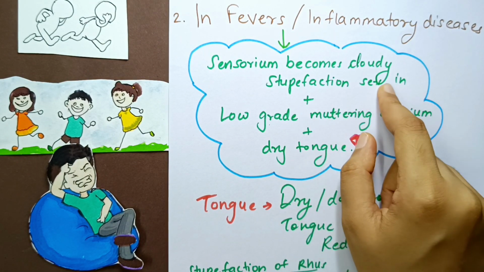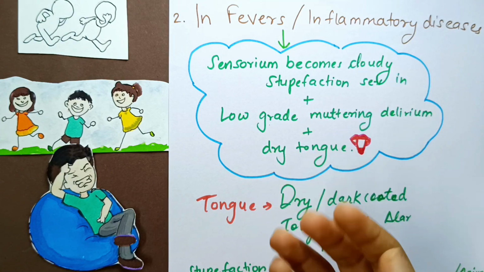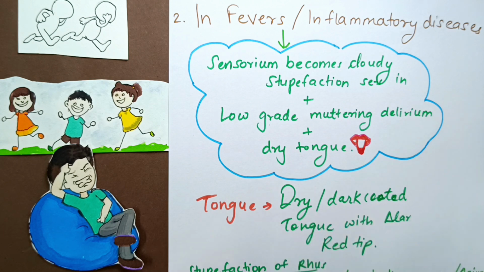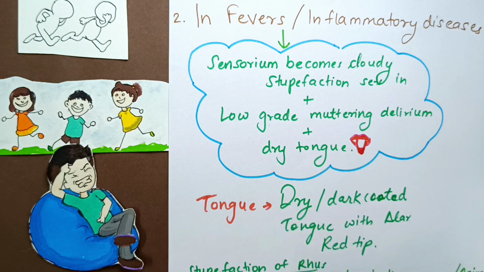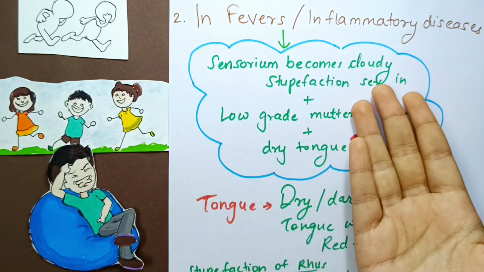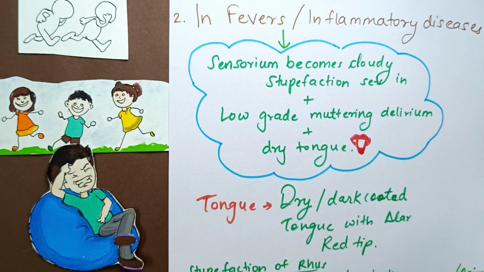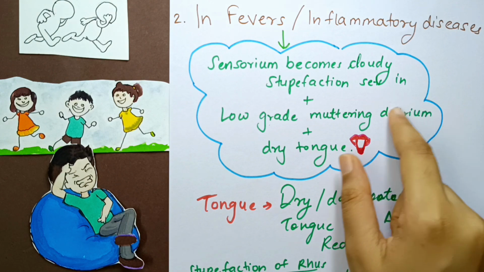And then stupefaction sets in. Stupefaction means, again, a condition where you're not able to think clearly. Because of this fever, the sensorium is cloudy, so how will you be able to think, how will you be able to interpret? Because the sensorium becomes cloudy, stupefaction will set in, and there will be low grade muttering delirium. Delirium is a state where you're not able to think, interpret, or comprehend.